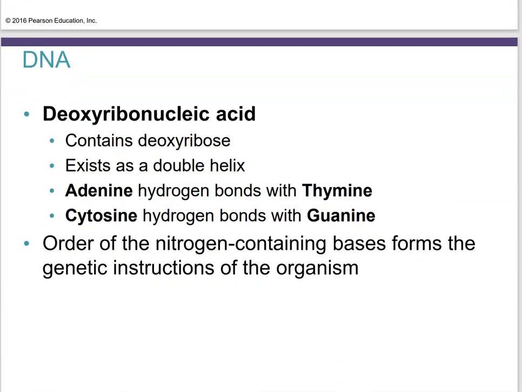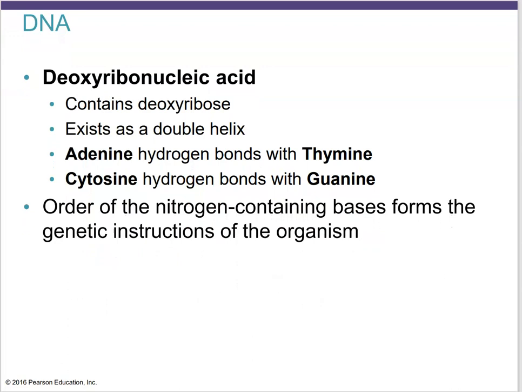Okay, so let's start with DNA. DNA is the abbreviation for deoxyribonucleic acid, and it contains the sugar deoxyribose and exists as a double helix. That means we have two strands of these nucleotides that are running antiparallel. The nitrogenous bases in DNA, you need to know, are adenine, thymine, cytosine, and guanine. Adenine and thymine hydrogen bond with each other, and cytosine and guanine also hydrogen bond with one another to form this double helix of the DNA.